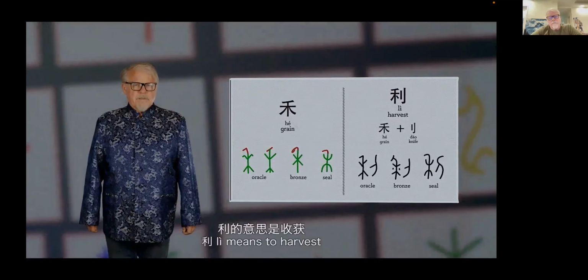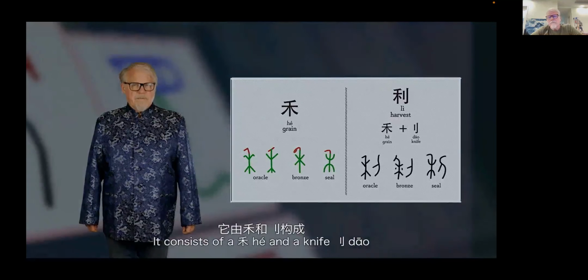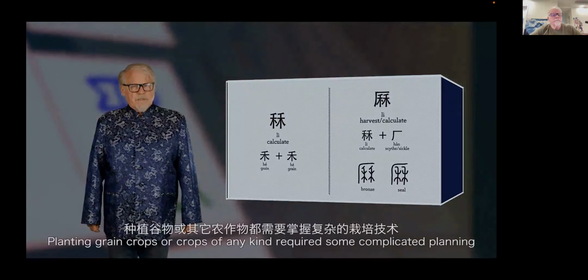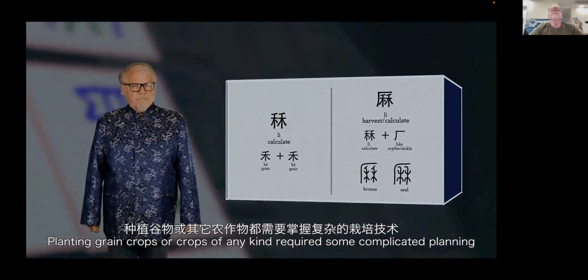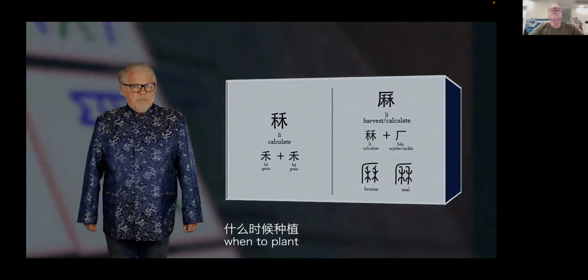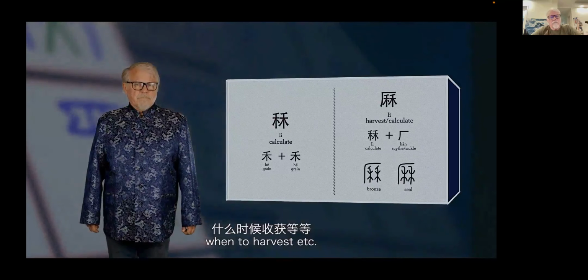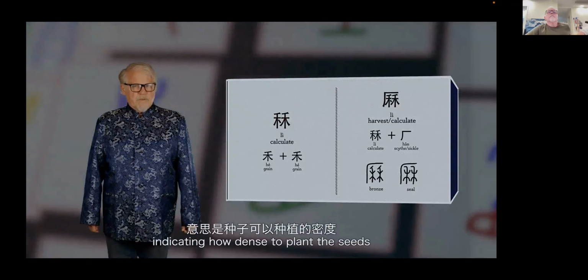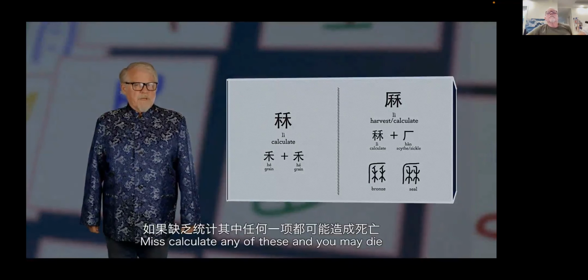Li means to harvest. It consists of a he and a knife, dao, used to harvest the grain. Li means to calculate, from two grains, he. Planting grain crops, or crops of any kind, required some complicated planning. How much to plant, when to plant, how much water, where to plant, and when to harvest, etc. Li can also mean thinly spaced, indicating how dense to plant the seeds. Miscalculate any of these and you may die.